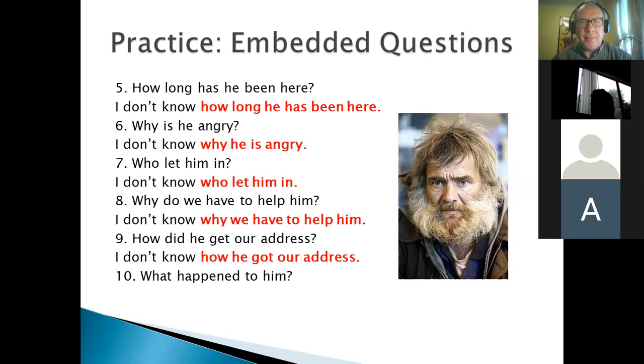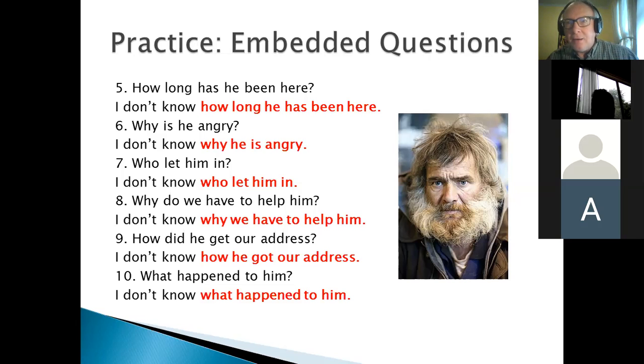What happened to him? I don't know what happened to him. Exactly. No change here, because again, we have a noun clause with a what that is the subject and the connector. I don't know what happened to him. Right? No problem? Not too bad, huh?